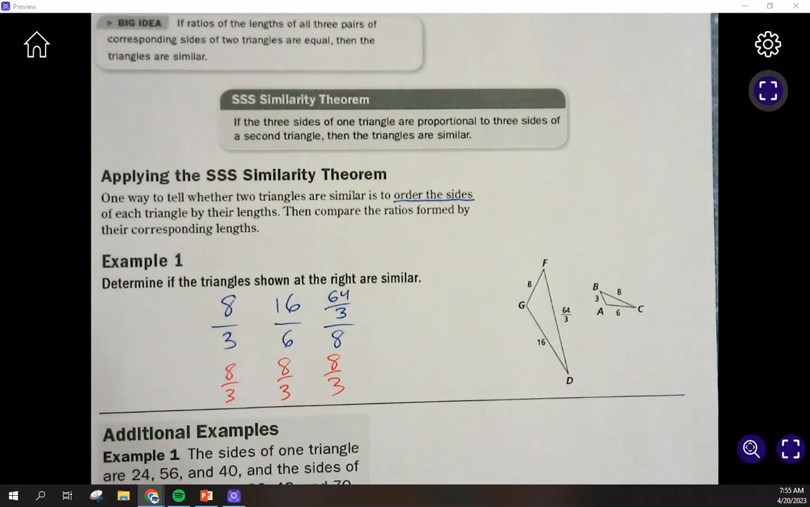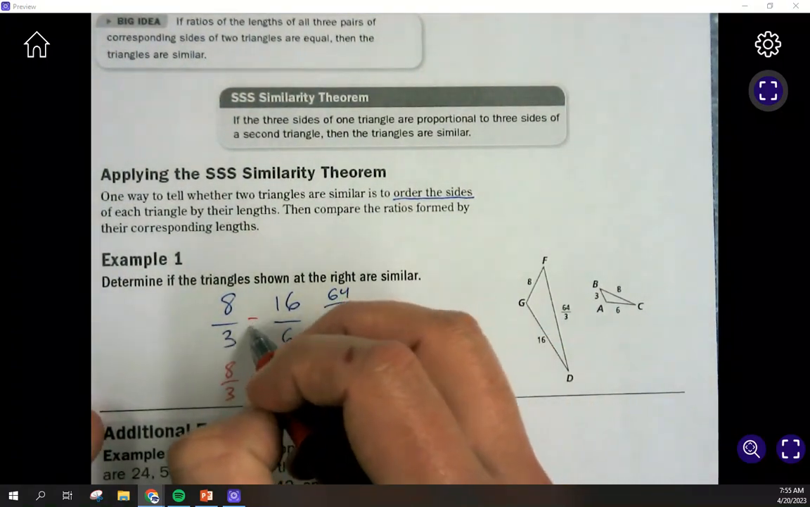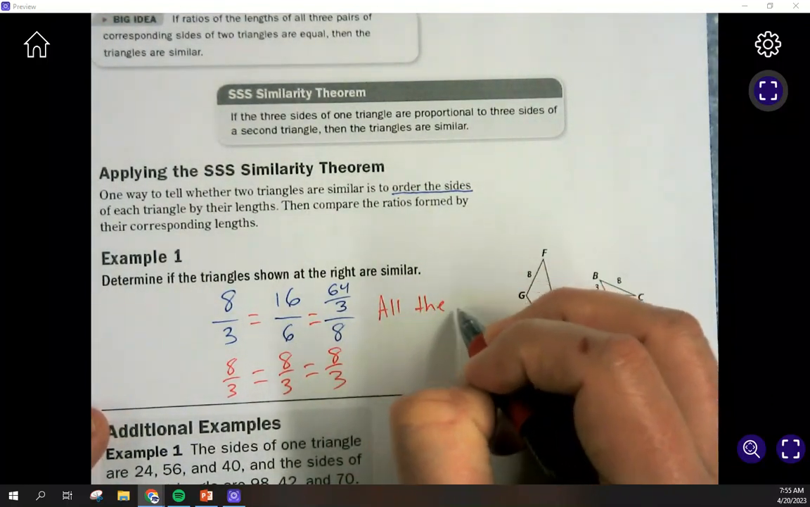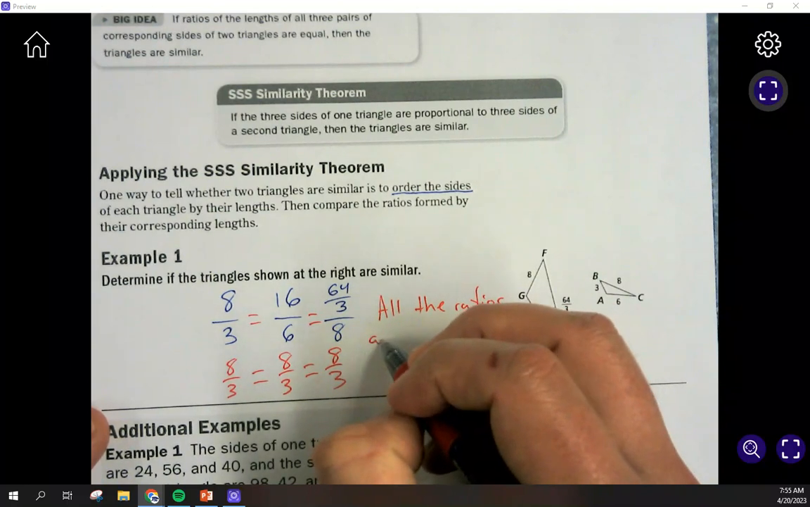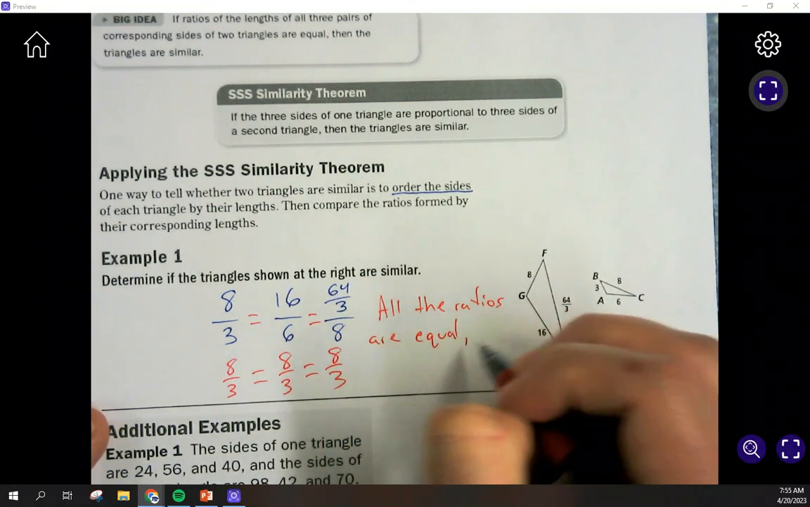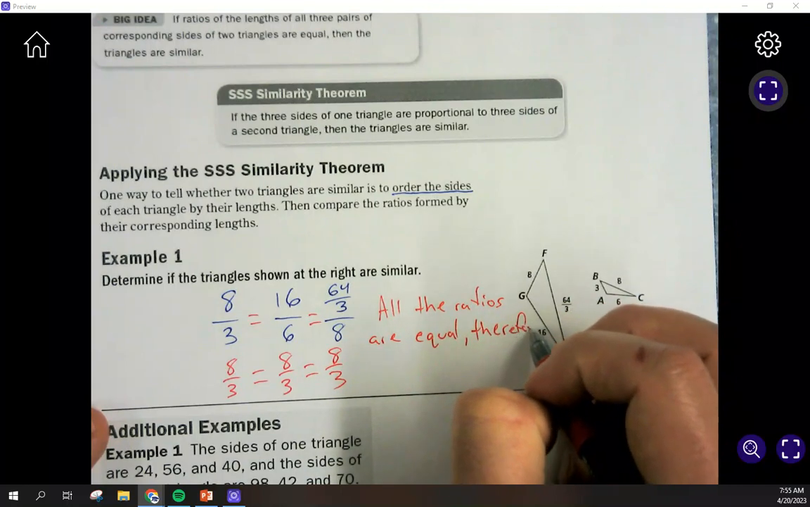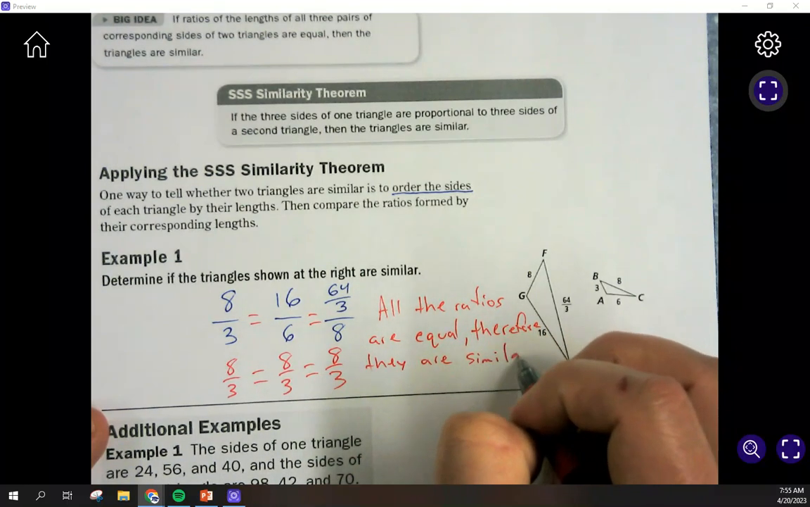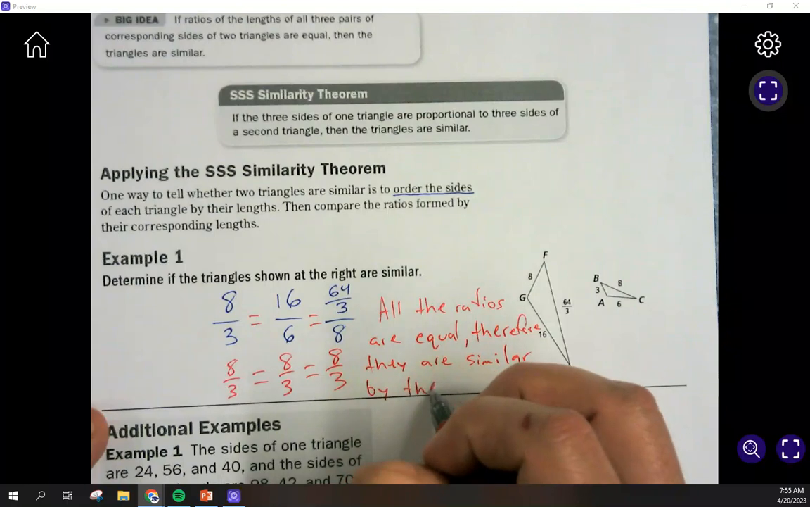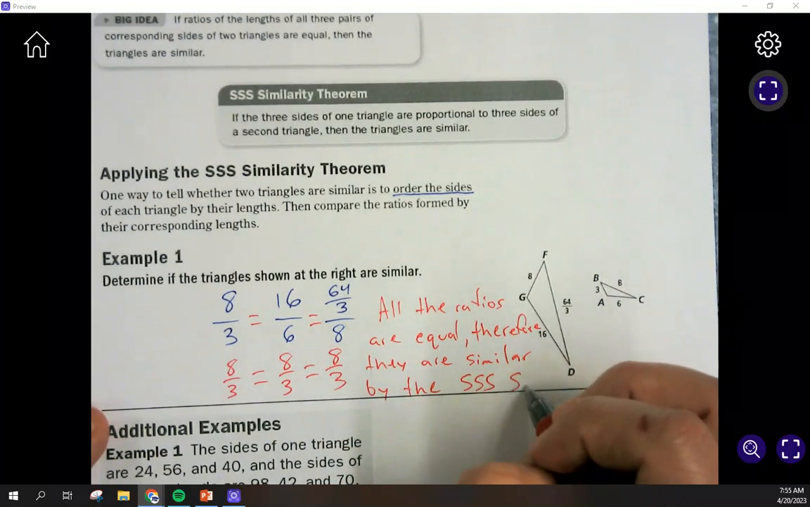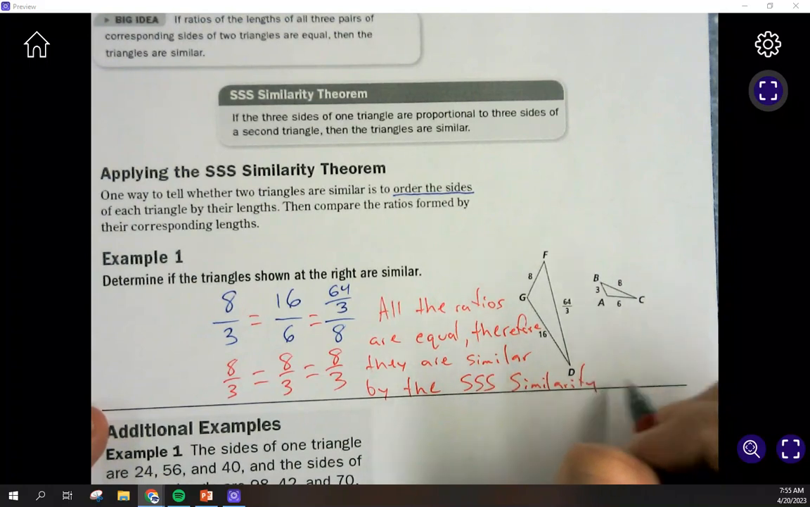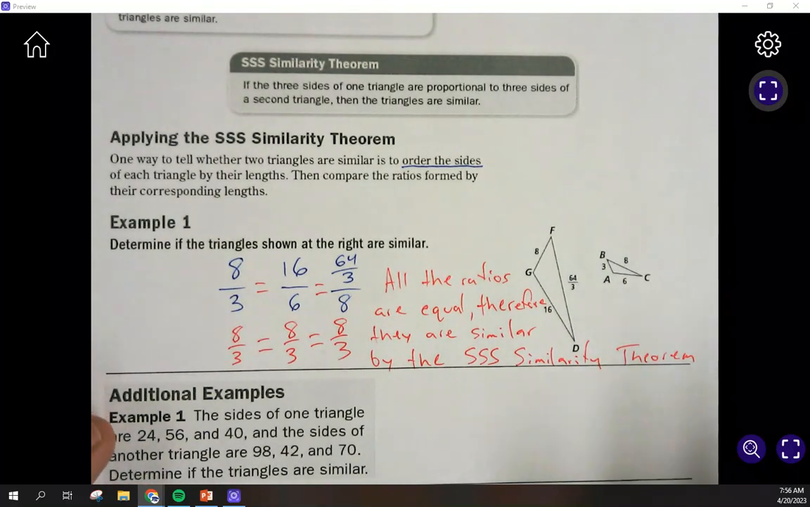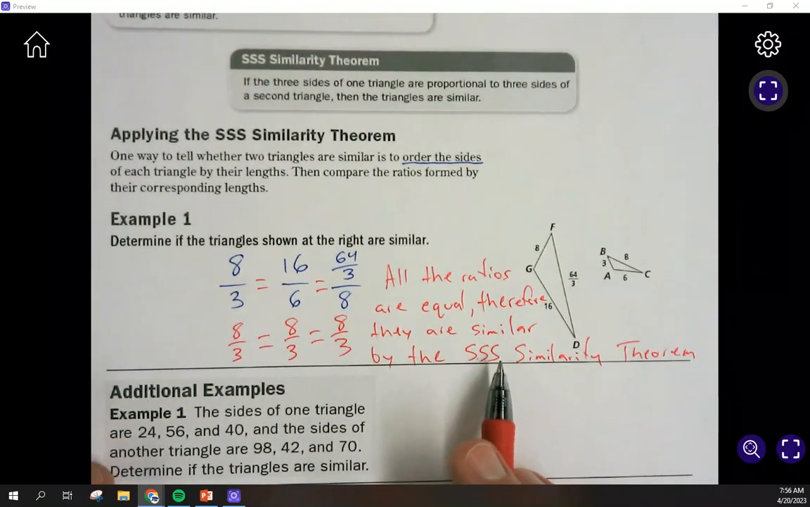So the question's asking us to determine if they are similar. These are all equal to each other, equal ratios. So we're going to answer that question in a full sentence. All the ratios are equal. Therefore, they're similar by the side similarity theorem. So I am going to specify there that it's the similarity theorem, not just the SSS theorem, because we've talked about a different SSS theorem, the congruence theorem.